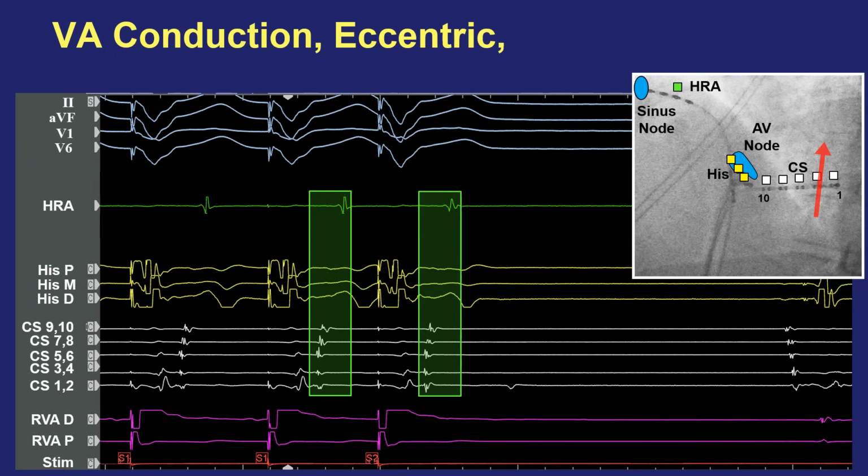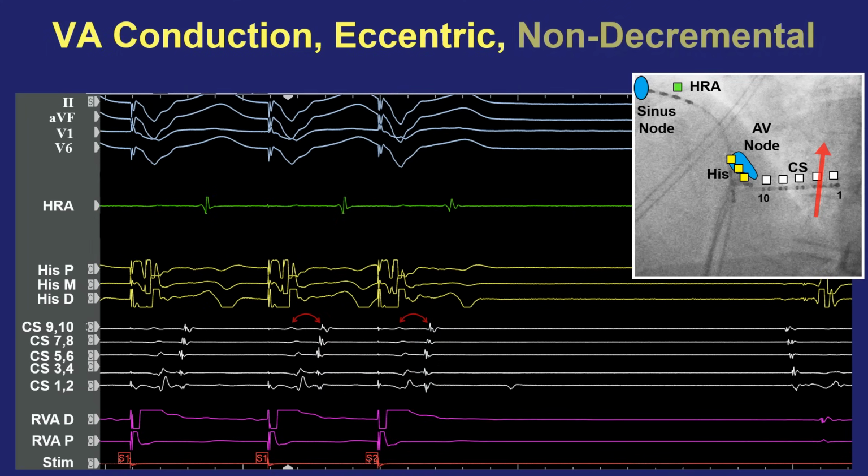But let's look, given the S2 pacing pulse, whether there is decrement. If we measure the VA time between them, you can see that the VA time is fixed. I didn't put calipers on it, but there's no evidence of decrement here on this S2 beat. So we have both eccentric conduction and non-decremental conduction, very consistent and highly suggestive of the presence of a left-sided accessory pathway.